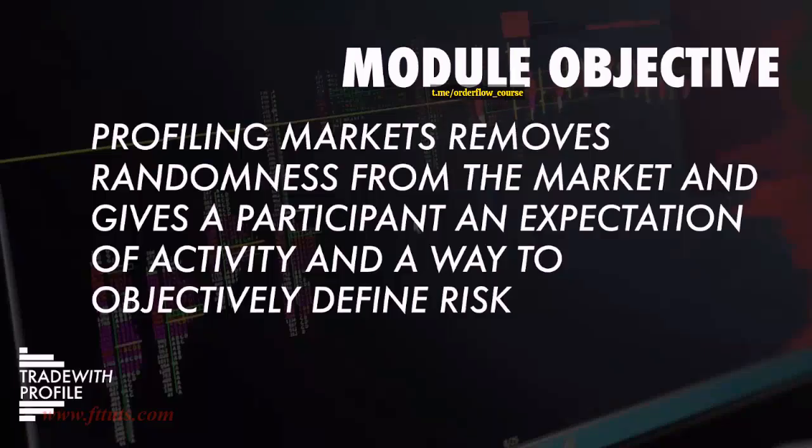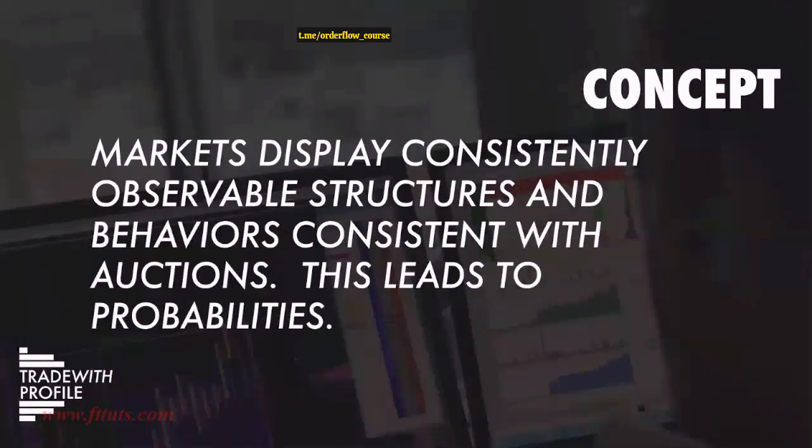Really, really helpful. Imagine if you can come into a day and, as you see the price auctioning, or even in a week or month, you can see the price auctioning and know, hey, here's the likelihood that we're going to go to X price or not. You will be ahead of everybody. The concept really boils around the idea that markets display consistently observable structures and behaviors consistent with auctions.